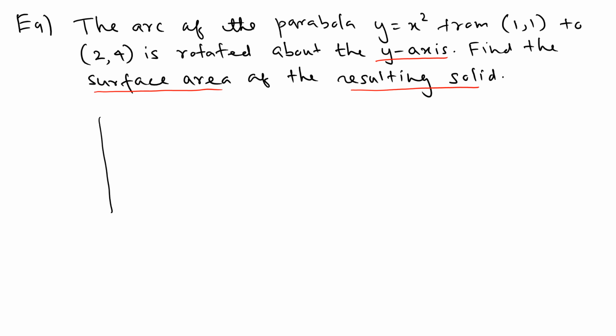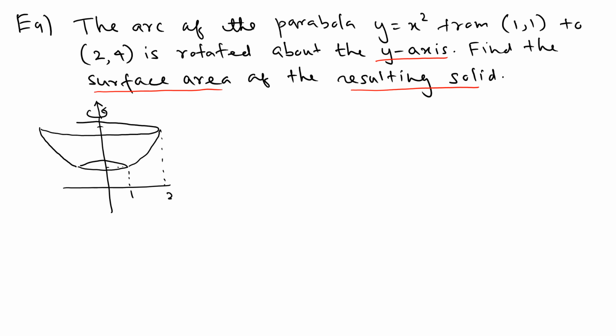So what we have is part of the parabola which is going from (1, 1) to (2, 4). So this is the part. It's going from (1, 1) to (2, 4). What we can do is rotate this about the y-axis. When you do that, you can see this part is going to jump to the side like that. So you're going to get this, and you're going to get that. So that's what you get.